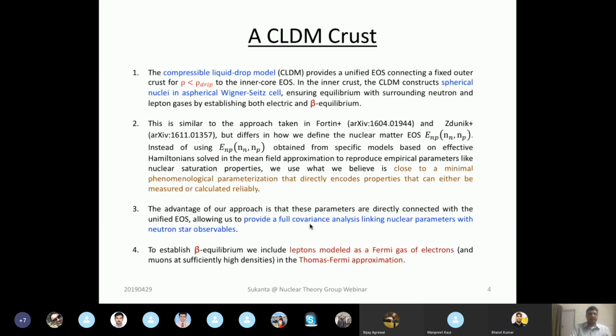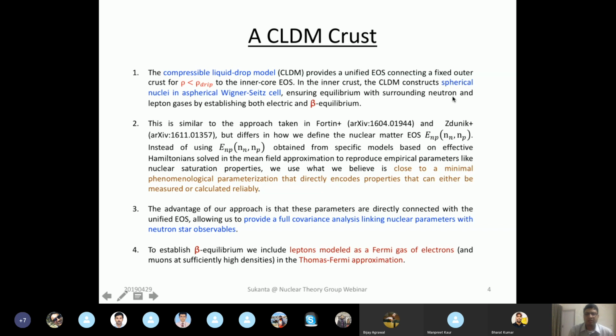So next slide, slide number 3, is on some details on the compressible liquid drop model, CLDM. This model provides a unified equation of state connecting a fixed outer crust, which is BPS for us, for density less than the neutron drip density, to the inner core, going all the way down to the inner core equation of state. The inner core equation of state will be chosen differently, and I'll come to that in a few more slides.